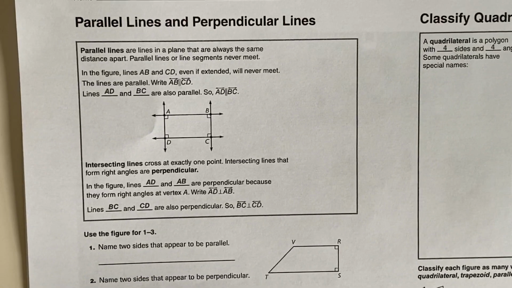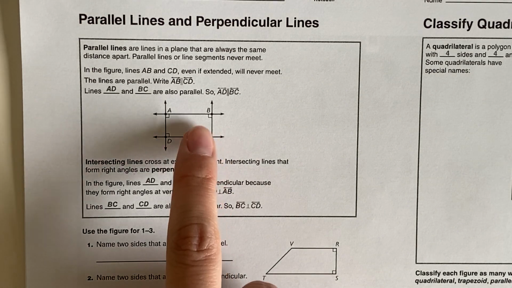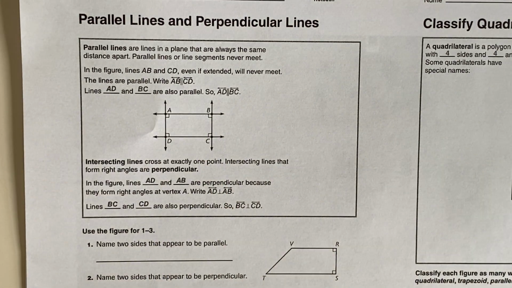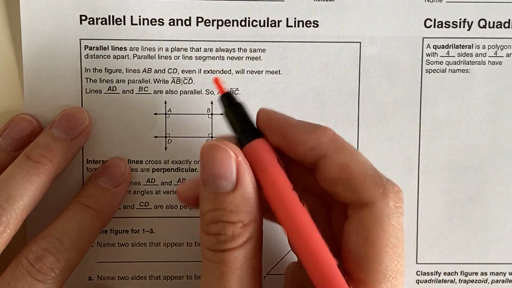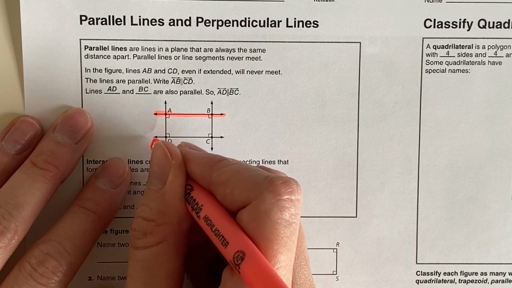Parallel lines are lines in a plane that are always the same distance apart. Parallel lines or line segments never meet. They will never cross because they are always the same distance apart. In the figure, here's our figure down here, lines AB and CD, even if extended, will never meet. So let's first highlight AB and CD.